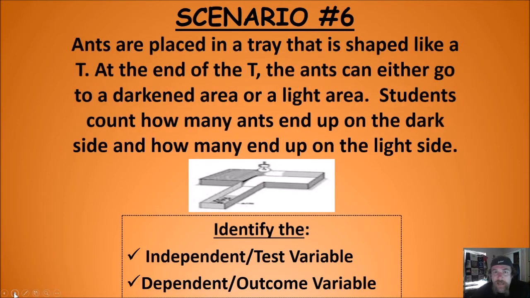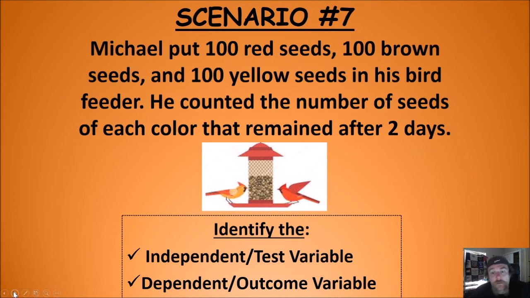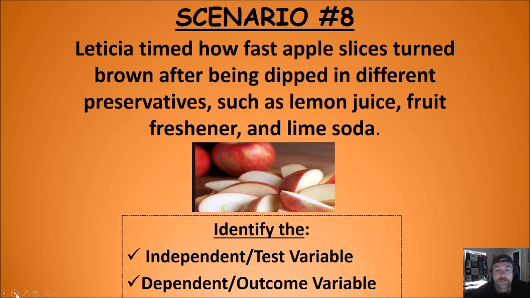Scenario 6. Ants are placed in a tray that is shaped like a T. At the end of the T, the ants can go into either a darkened area or a light area. Students count how many ants end up in the dark side and how many end up on the light side. Michael put 100 red seeds, 100 brown seeds, and 100 yellow seeds in his bird feeder. He counted the number of seeds of each color that remained after 2 days. Letitia timed how fast apple slices turned brown after being dipped in different preservatives, such as lemon juice, fruit freshener, and lime soda.